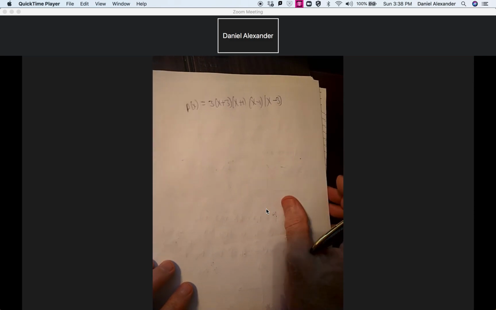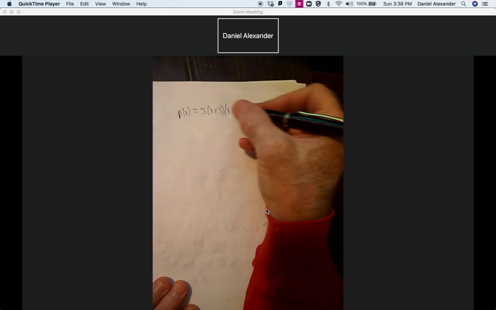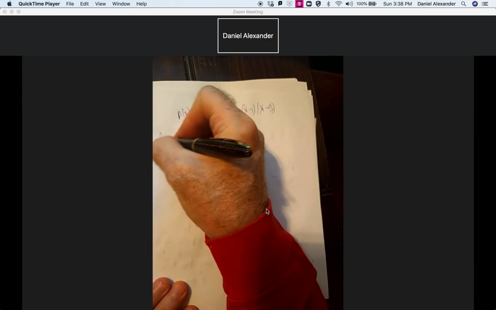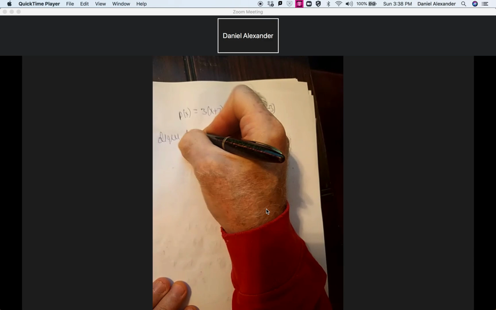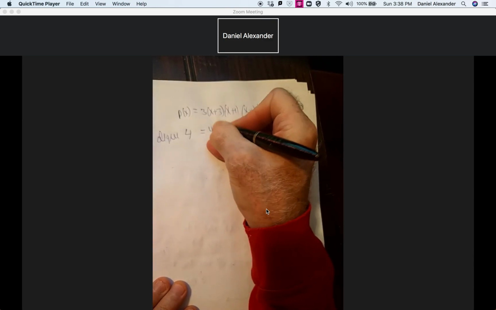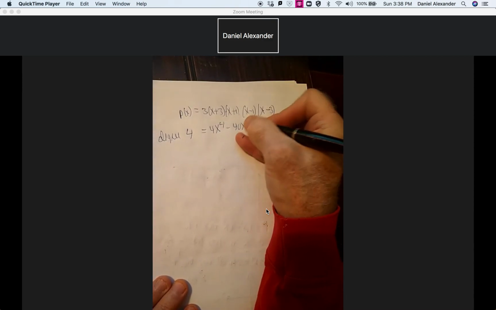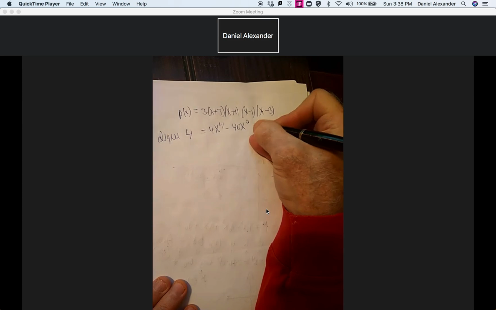Okay, so maybe you tried this. I'm going to look at a couple of things. We know that this has 1, 2, 3, 4. Its degree is 4. And remember, we saw this before on the last page. I might as well write that down here: this is equal to 4x to the fourth minus 40x squared plus 36.